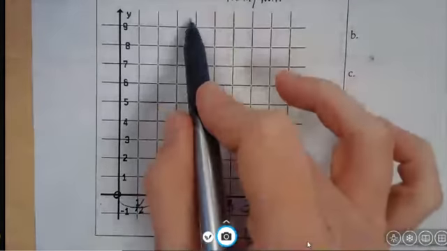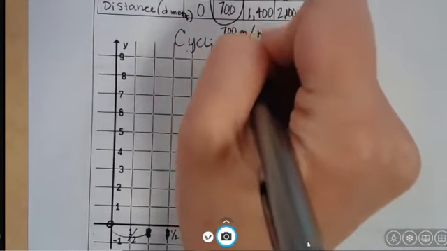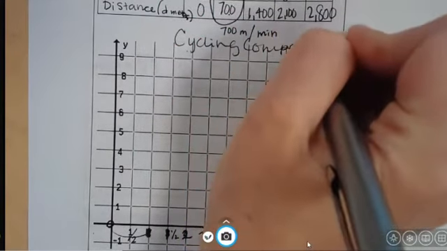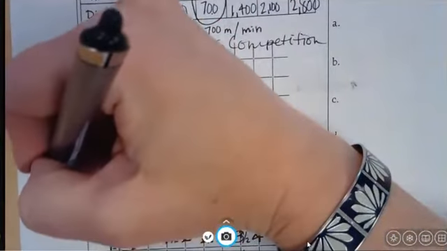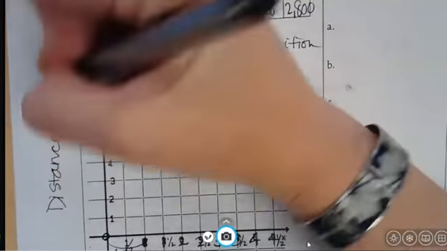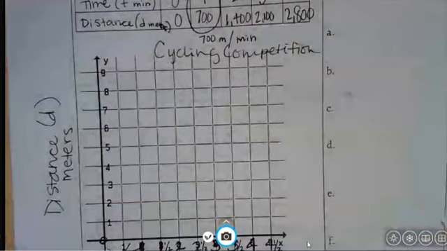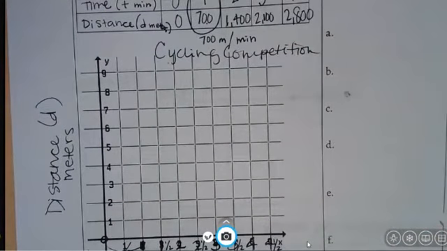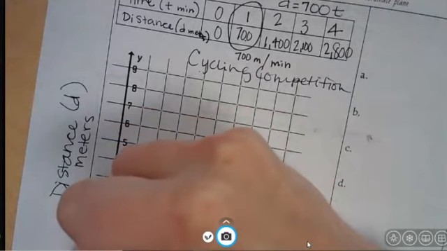And while we're doing that, you need to have a title for the graph. So we could put something like cycling competition. And then we also have our distance over here on this side, which was d, in meters. And then in the problem, it told us on page 65 that 1 unit on the vertical axis should represent 350 meters. So 1 unit over here would be 350.